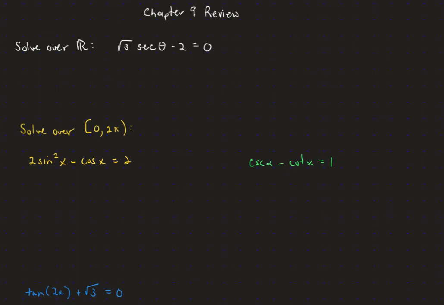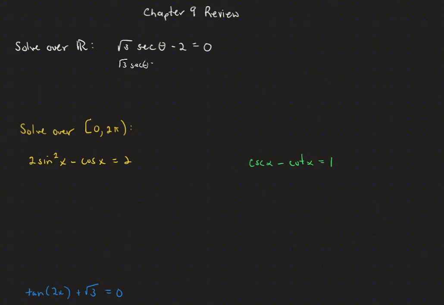In this video, we're going to work some problems to practice for the Chapter 9 test. So here we have square root of 3 secant theta minus 2 equals 0. We just have one trig function, so we're going to try to get it by itself.